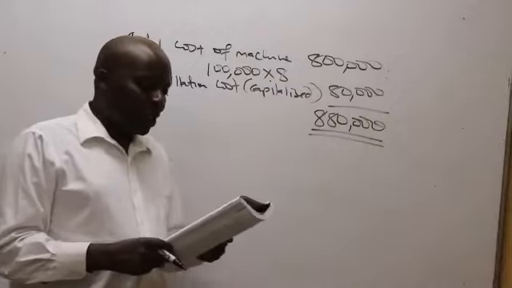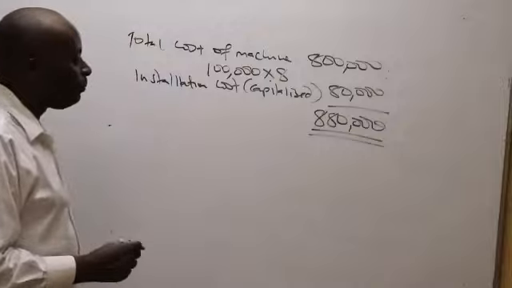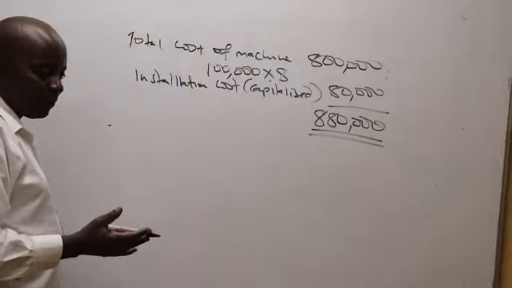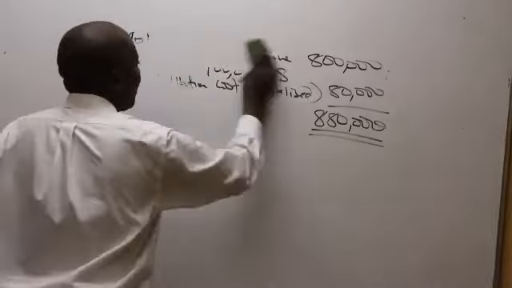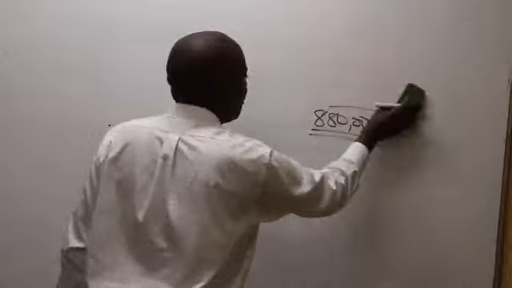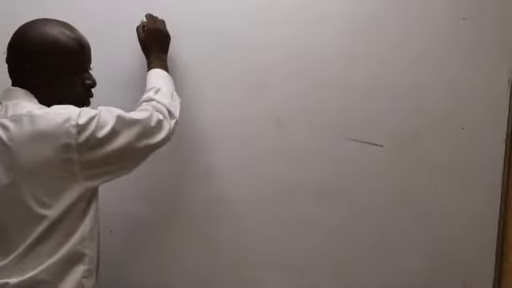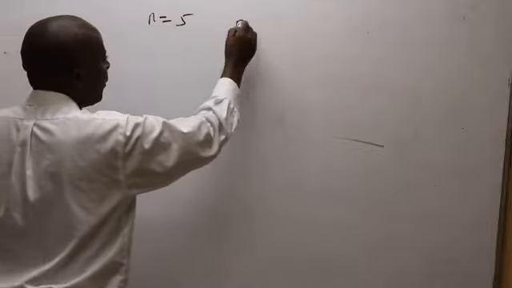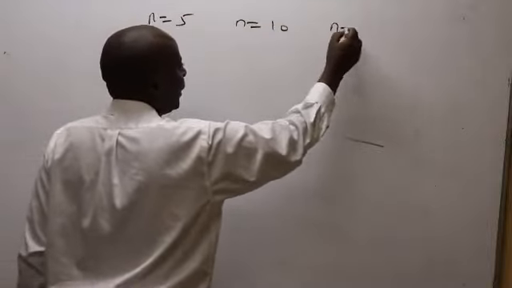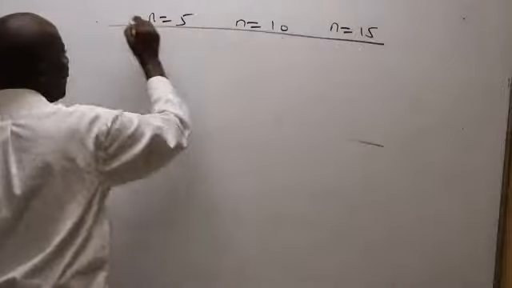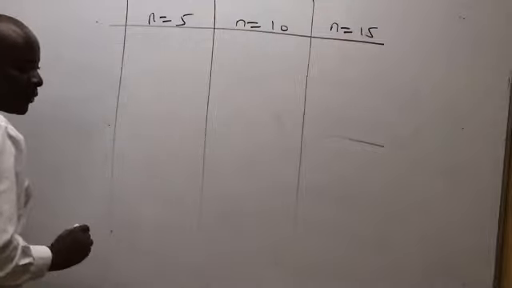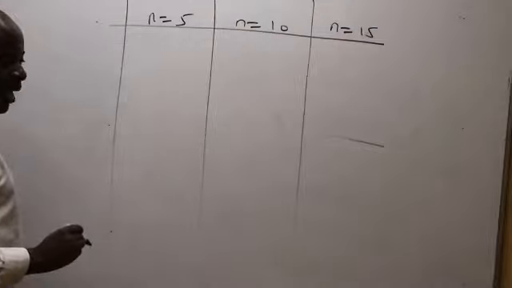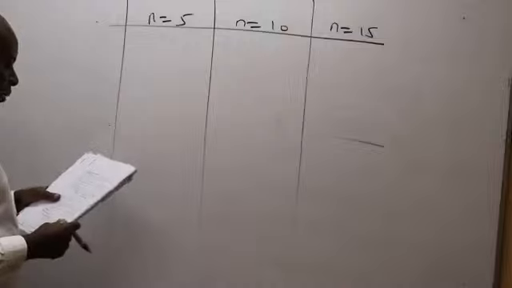So basically, I can see 3 useful lives. The first useful life being proposed there is n being equal to 5, n being equal to 10, and then n being equal to 15. This is what has been proposed there. Like that, I'll do 3 columns.